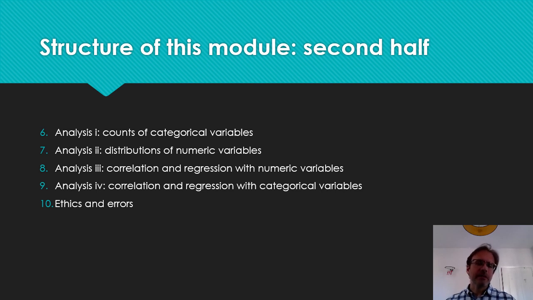Now, the four weeks that we're going to be spending looking at different kinds of analysis. The first of those, which is week 6, we will look at counts of categorical variables. The second of those, which is week 7, we'll look at distributions of numeric variables. Then we'll move on to correlation and regression with numeric variables.